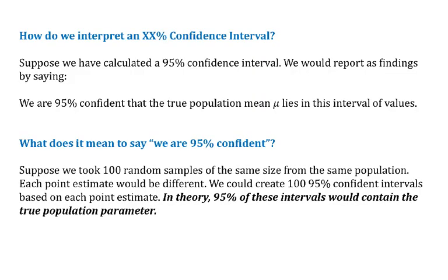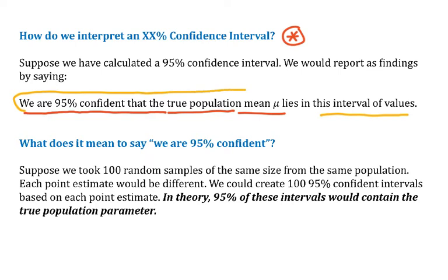Okay, so this is very important. How do we interpret a confidence interval? When you go to report your findings, you're going to say something that sounds a little awkward, but we will say, we are 95% confident that the true population mean lies in this interval of values. And you might phrase this part a little different, like lies between this number and that number. But this is the important thing. You say we are 95% confident that the true population mean is in our interval.